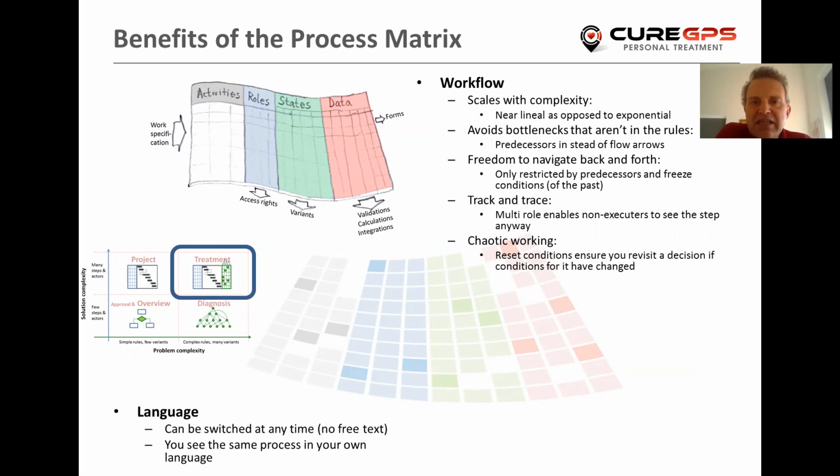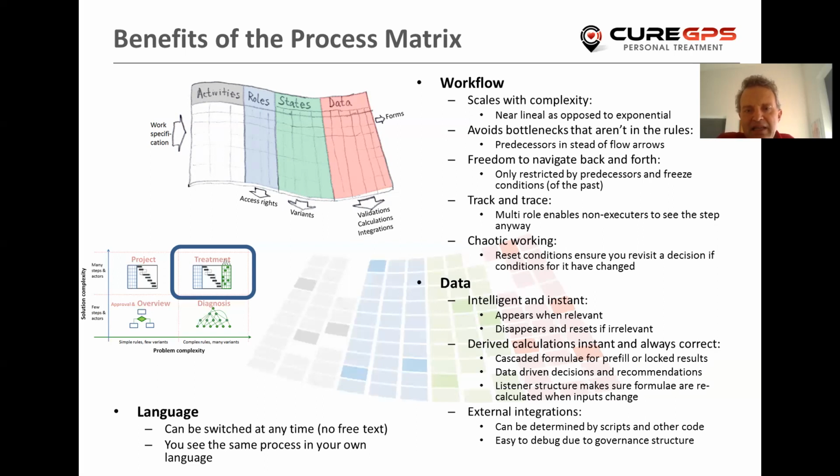Then it has a track and trace, in that you can trace everybody who is in it and find out what decision they've made based on what knowledge. And the non-executors, like loved ones, can follow the process as well without being able to edit anything in it other than consents, etc. So you can allow many people to see the same process at the same time. Then it allows chaotic working, like the one I just described, where you can step back and forth, and it will still keep order in everything you do.